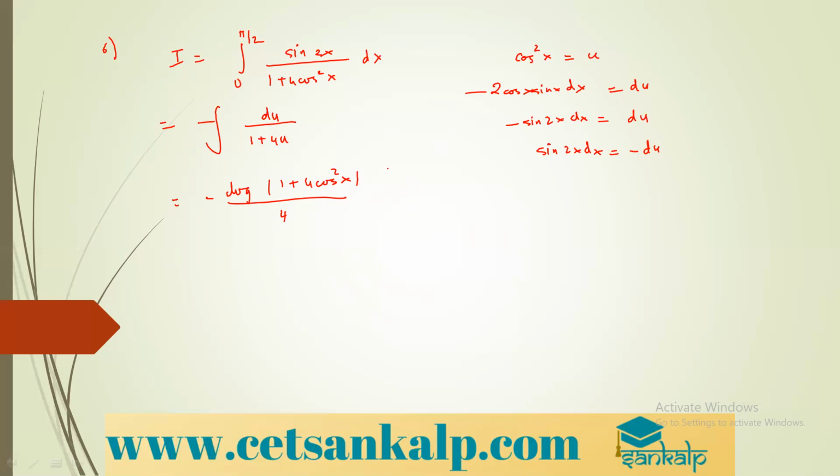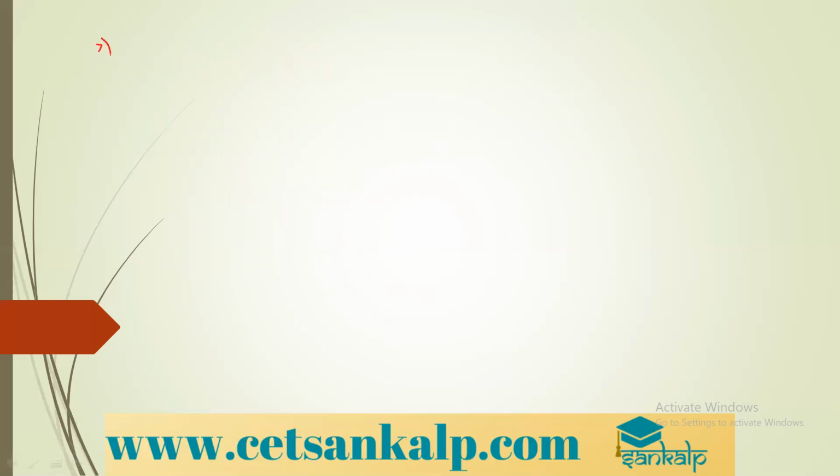And then you will put 0 to pi by 2. So when you put pi by 2, you will get 0. So minus of minus log, cos 0 is 1. So we will have log of 5 by 4. So the final answer is log of 5 by 4. You can keep this answer as it is.